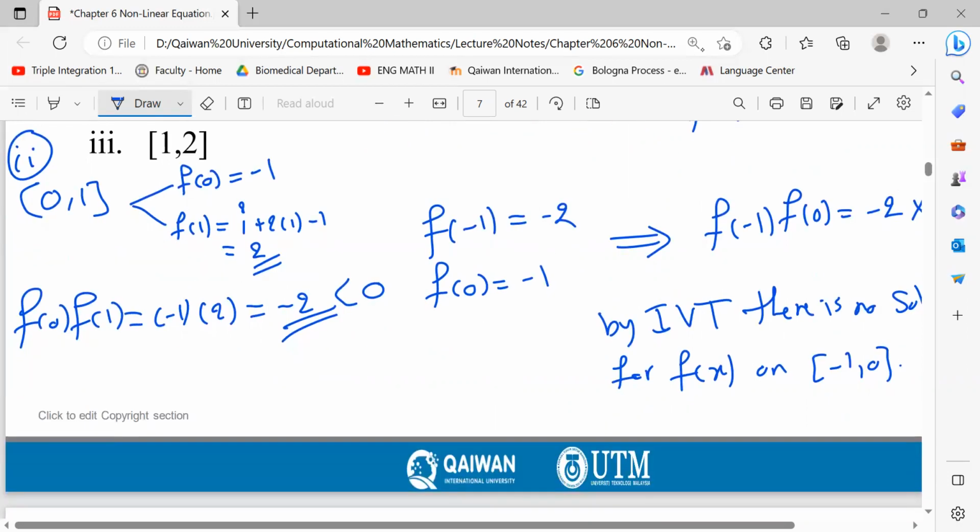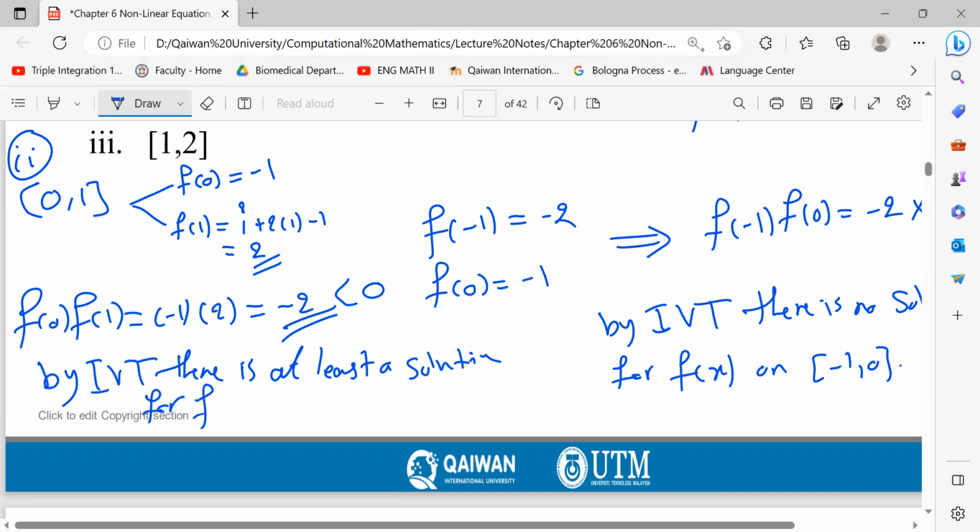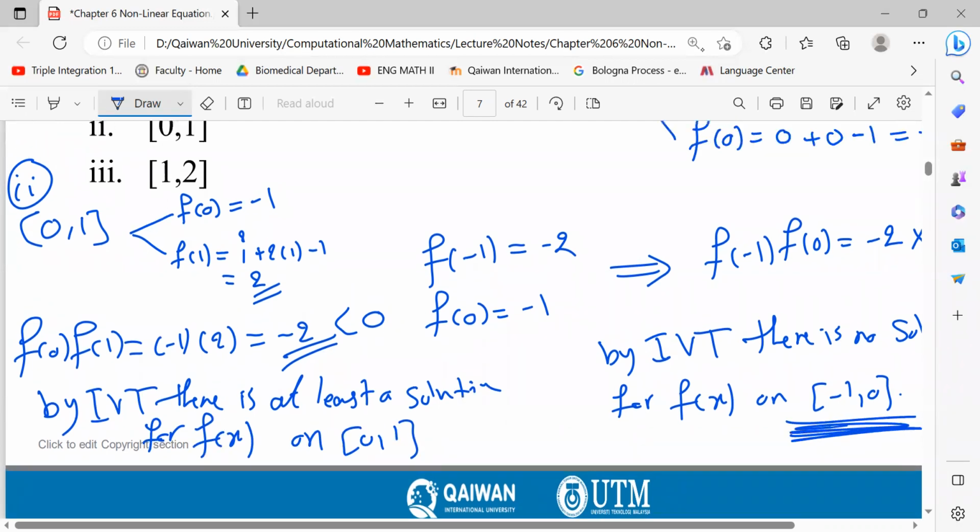We say by IVT, there is at least a solution for f of x on [0, 1]. Look, on [-1, 0], we have no solution for the function. But on this interval [0, 1], we have a solution. Okay, we at least have a solution.